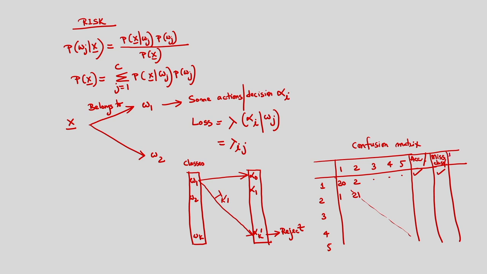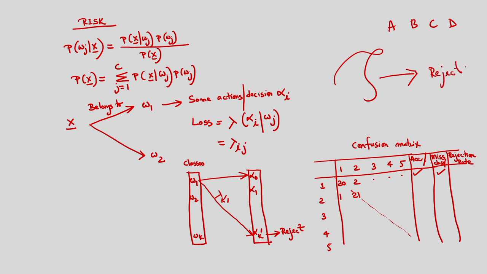And also, there is another parameter, the rejection rate. What is the rejection rate? Suppose in alphabet recognition, I want to recognize the alphabets A, B, C, D. Suppose I am giving the input something like this. This cannot be recognized. This is not A, this is not B, this is not C, and this is not D. So for this, the classifier output should be reject.